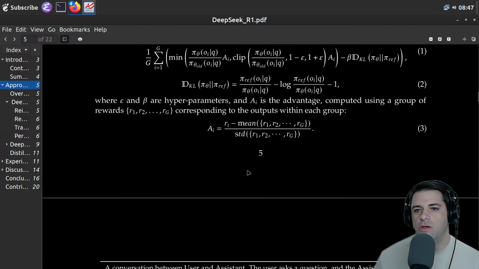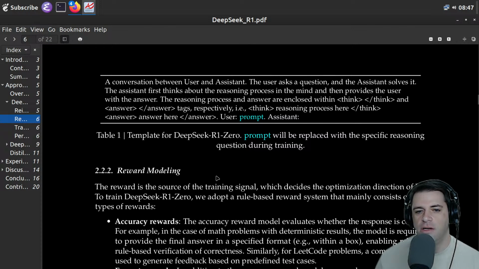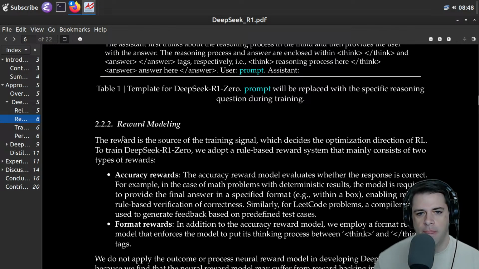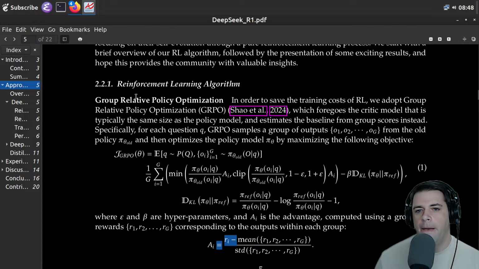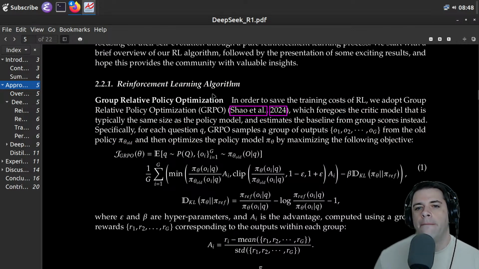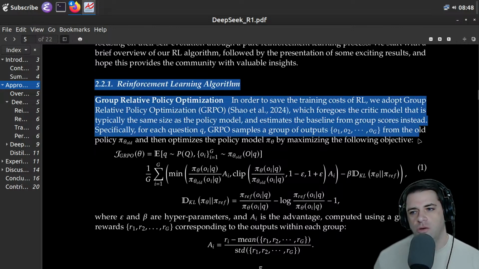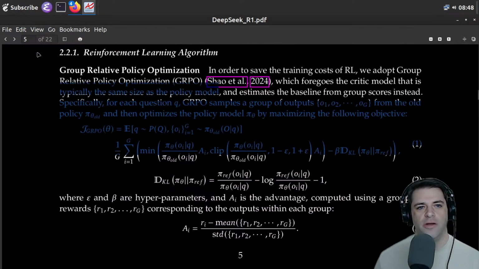What it doesn't really tell us, though, and I think this is the big question, is what are the rewards? And we get a little bit of that here. Reward modeling. So the reward is the source of the training signal, which decides the optimization direction of RL. So what does this mean? Essentially what this says is you're going to do your homework, and we're going to give you a score on your homework. And based on that score, you're going to get better somehow.